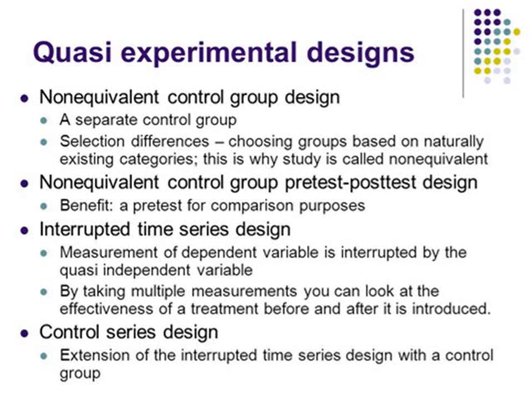Non-equivalent control group pre-test post-test design. Benefits: a pre-test for confirmation purposes. Interrupted time series design: measurements of the dependent variable are interrupted by the quasi-independent variable. By taking multiple measurements, you can look at the effectiveness of a treatment before and after it is introduced. Controlled series design: an extension of the interrupted time series design with a control group.